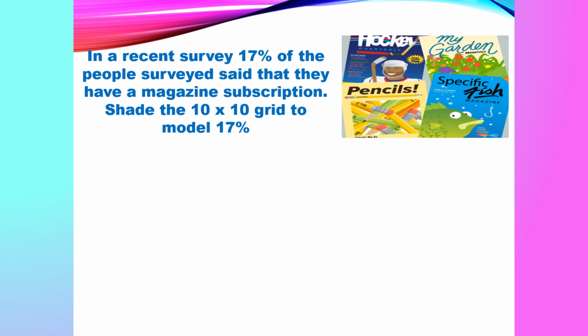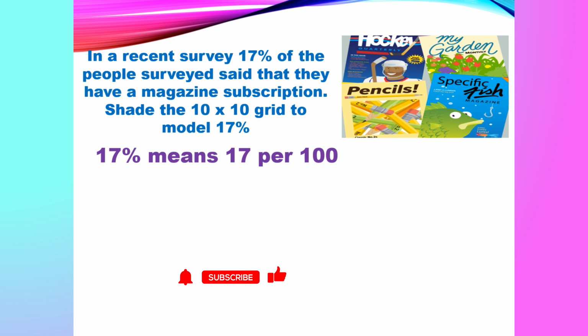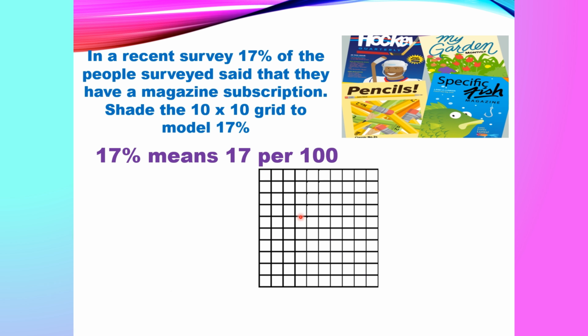In a recent survey, 17% of the people surveyed said that they have a magazine subscription. Shade the 10 by 10 grid to model 17%. So 17% means 17 out of 100 or 17 per 100. So here in our 10 by 10 grid, we need to shade 17 small squares. So this is 10 and here we have 7. All together, we have shaded 17 squares to represent 17%.